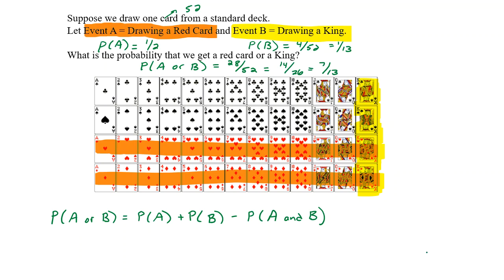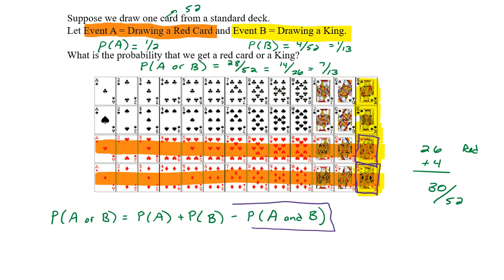If we would have just counted the number of red cards, which was 26, plus the number of kings, which is 4, and said, oh, there's 30 outcomes, and then divide that by 52, we would have got the wrong answer. Well, why is that? Well, the issue is we would have counted these two outcomes right here twice, right? There's only one card there. So that's this business right here. That's what this business is in the formula.